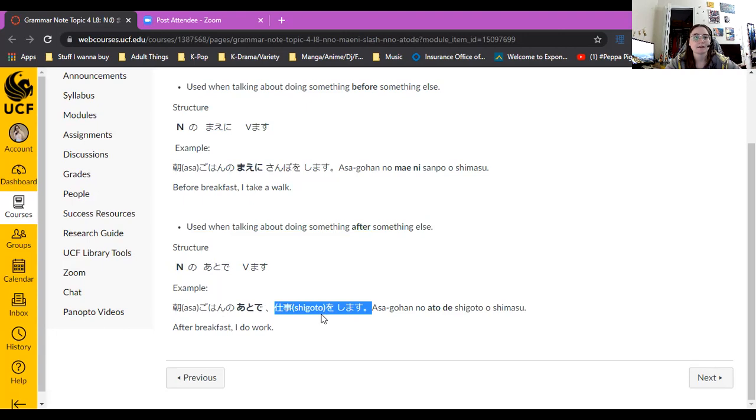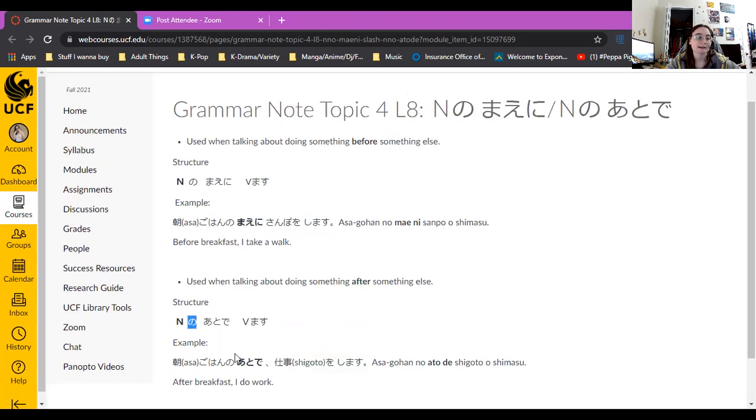Okay, and same thing with the no. It's possessive because ato is directly related to asagohan in this example. And then de is by what means you do something. So you'd use de because you're focusing on by what means you go to work. And you would use ni for this one because you're focusing on the first half of the sentence. So before breakfast, you're going to take a walk. So it's indicating an action versus de, which is used to indicate by what means you do something.